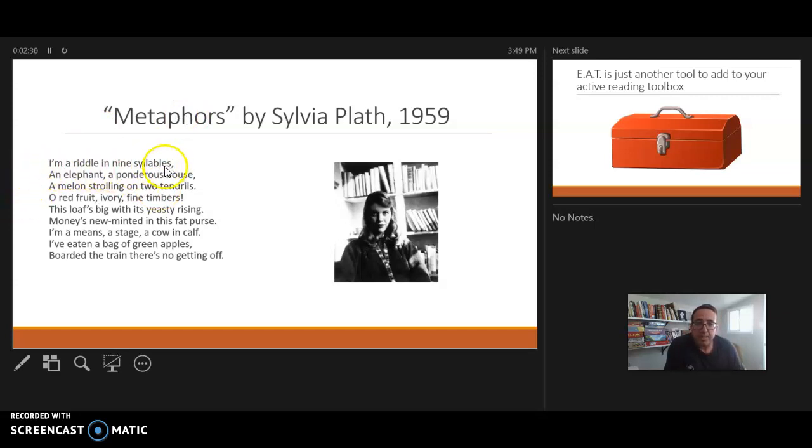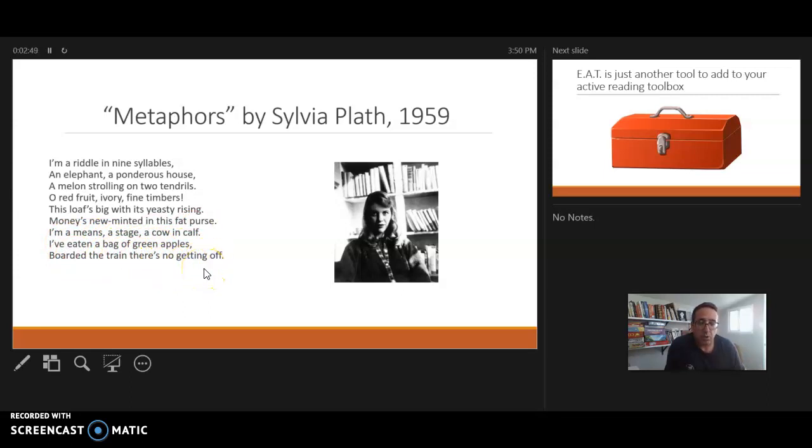I'm a riddle in 9 syllables, an elephant, a ponderous house, a melon strutting on 2 tendrils. Oh, red fruit, ivory, fine timbers, this loaf's big with its yeasty rising. Money's new minted in this fat purse. I'm a means, a stage, a cow and calf. I've eaten a bag of green apples, boarded the train, there's no getting off.